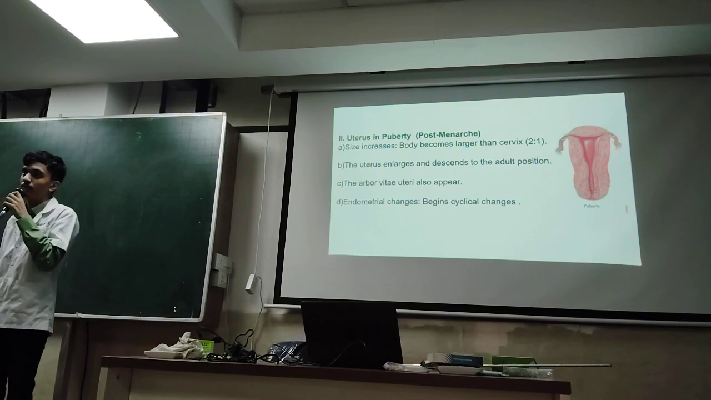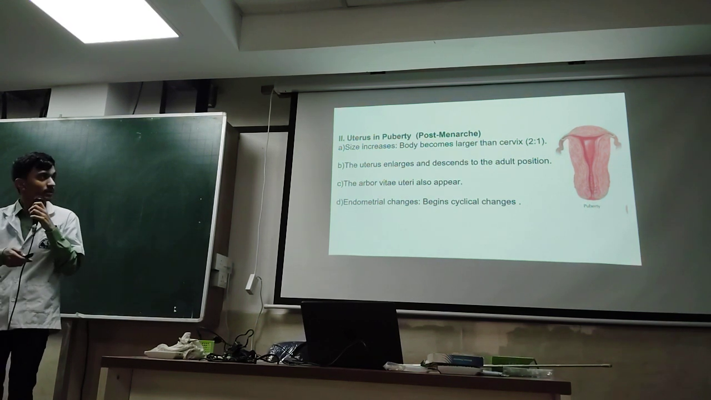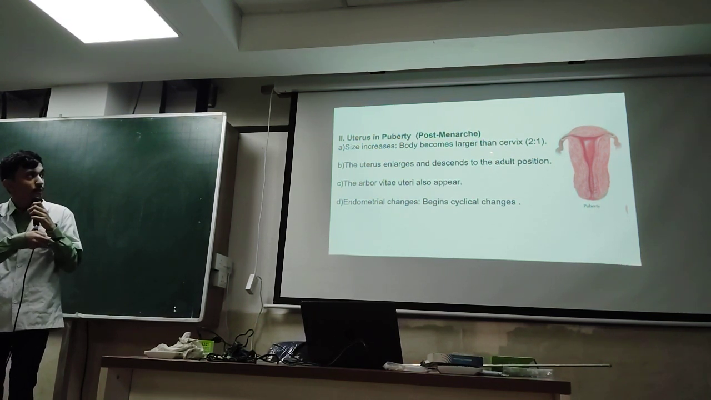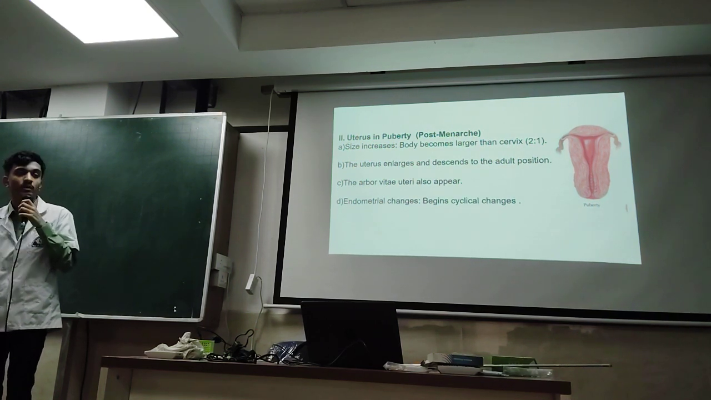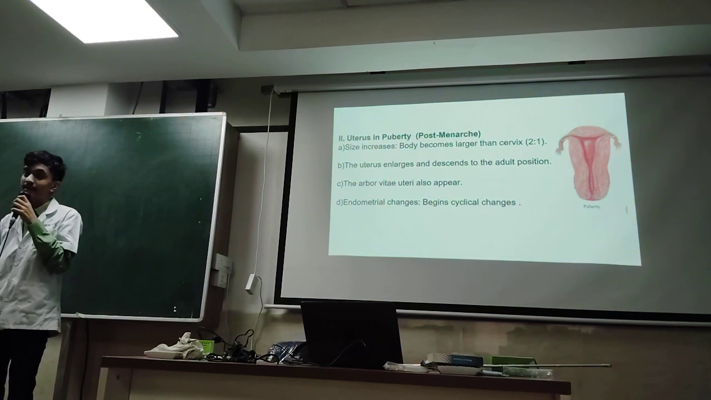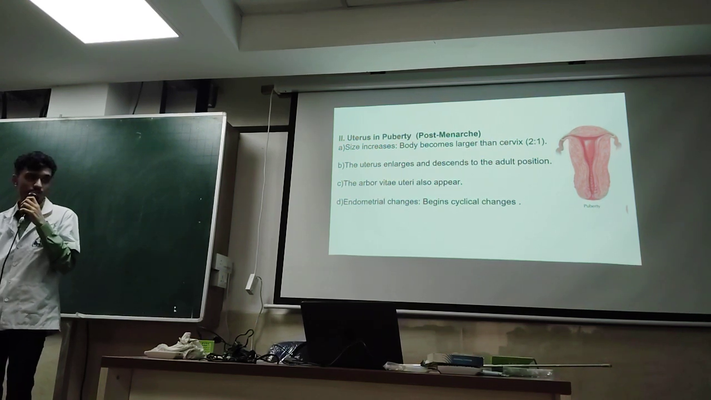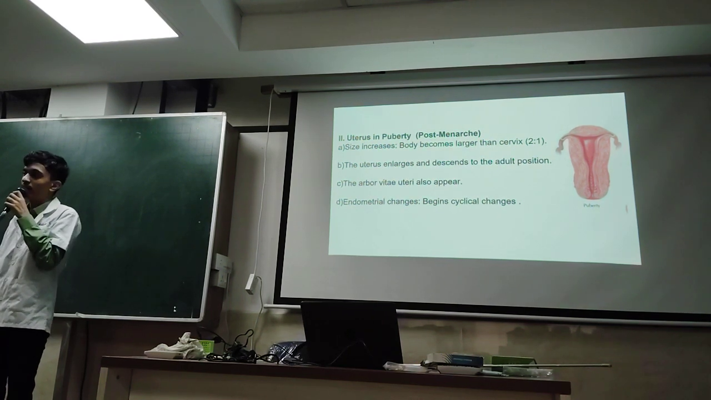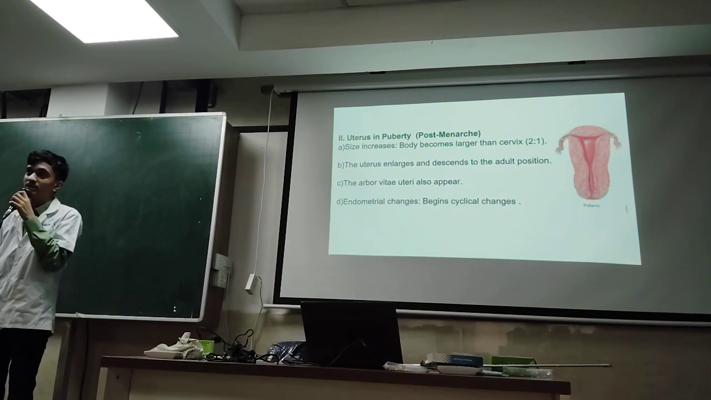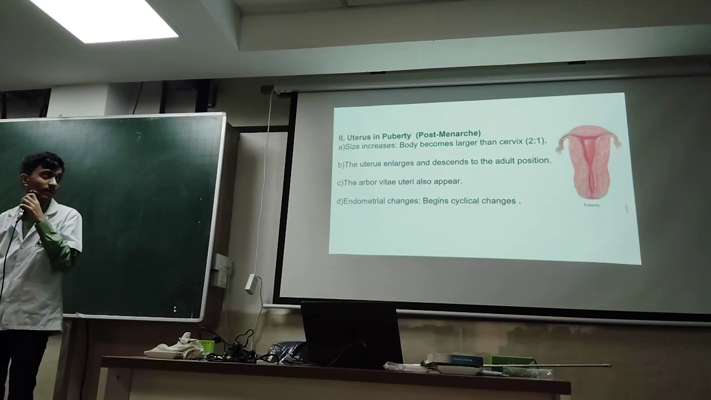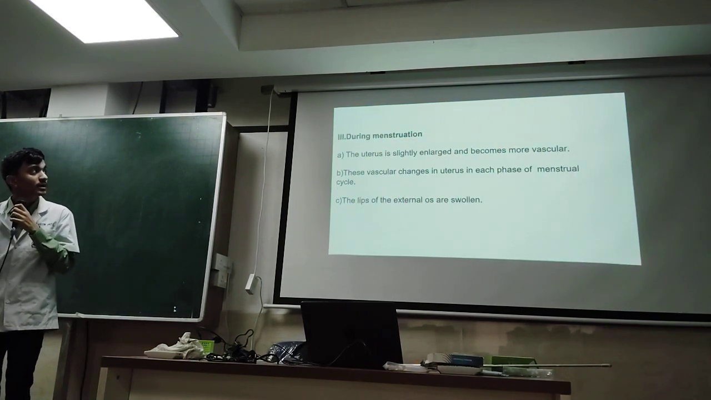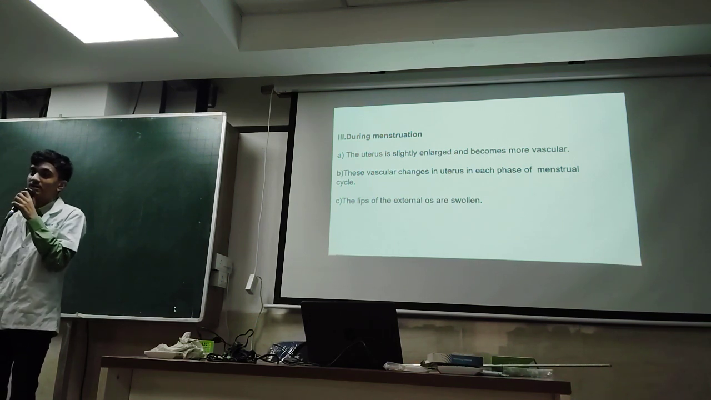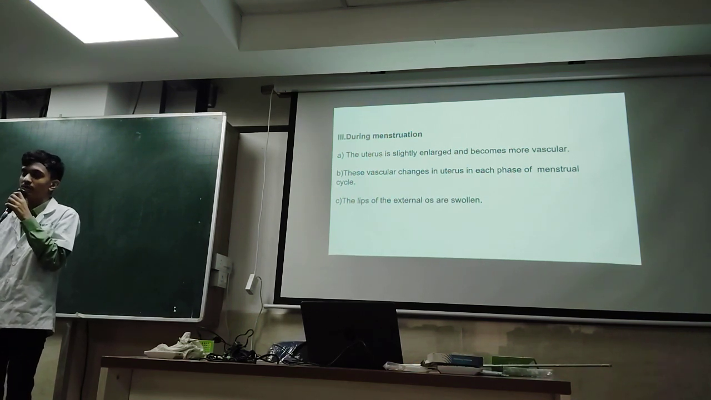Now the uterus in puberty. The uterus size increases and, as you can see in the diagram, the body outgrows the cervix and the ratio between the body and the cervix becomes 2:1. The uterus enlarges and descends to its normal adult position. The arbor vitae uteri also appears during puberty, that is the mucosal folds present in the cervical canal. Also, the menstrual cycle begins in puberty. During menstruation, the uterus is slightly enlarged and vascular changes occur, that is, there is an increase in vascular supply to the uterus.